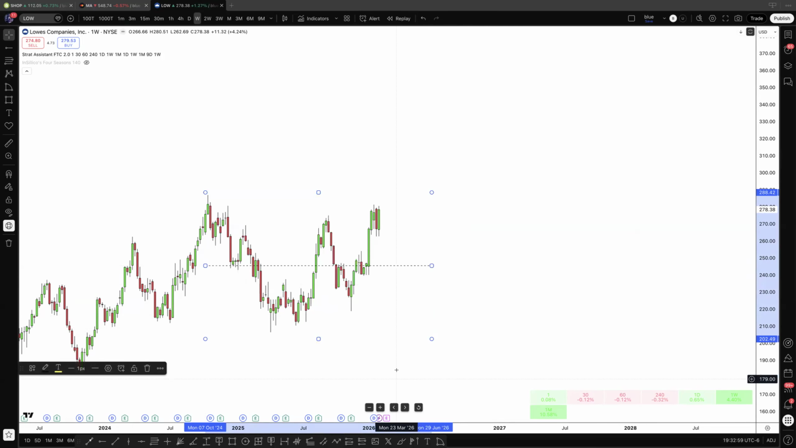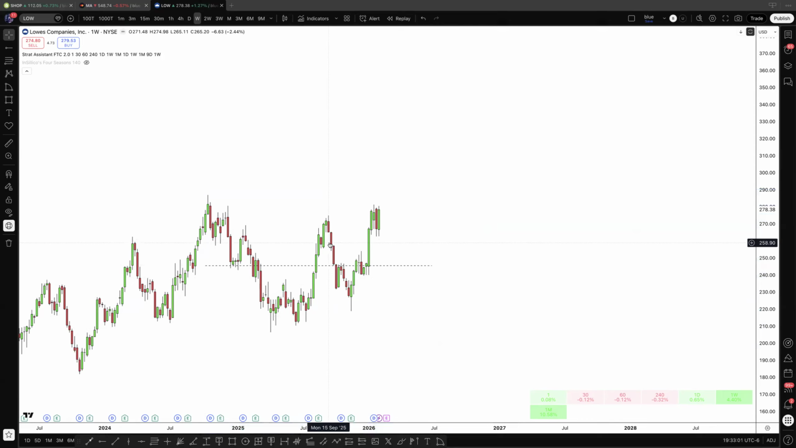So where's the overall high? What's the overall level of resistance that price needs to break? If you said 287.01, you're right. This high right here, this candle high. Price needs to break over that to make a new high.